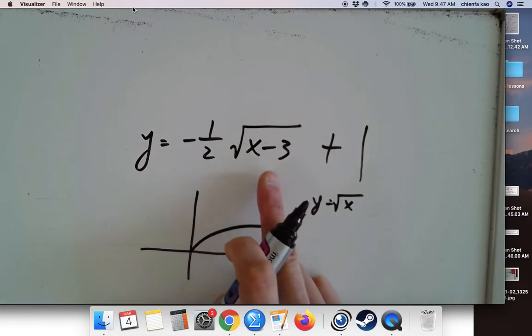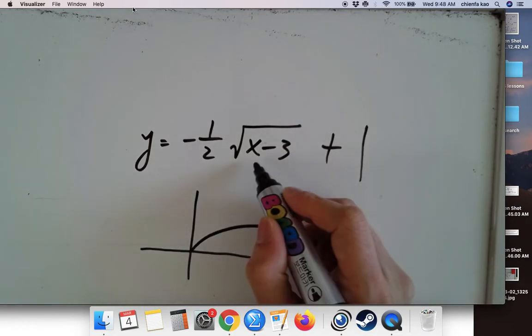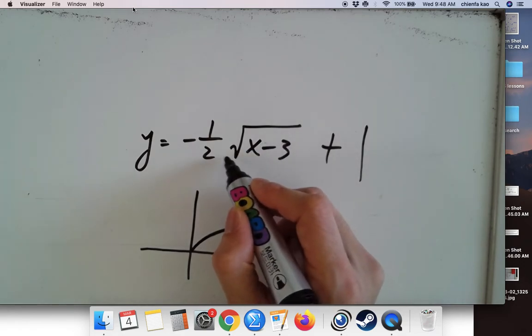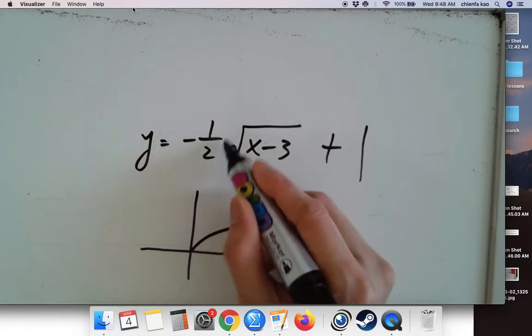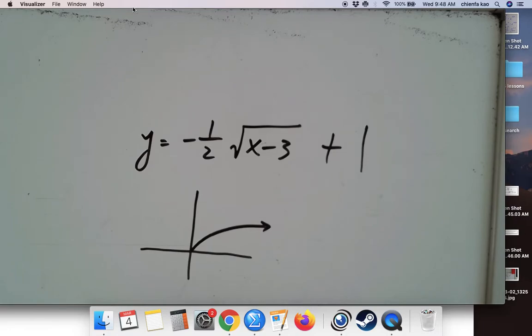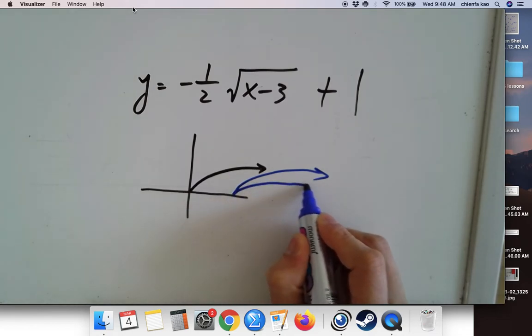Please look at the order. The order matters a lot. I bet there's still a bunch of you who don't know the order. The x is first affected by this, so you should do that first. And then it's affected by this, so do that second. And then you add the 1, and that would be the last thing that you do. So I'm going to use a blue marker to show you. So first it's been shifted 3 to the right, sorry, like that. Okay. Now it's been compressed by a factor of 1/2. So it now looks like this, compressed.